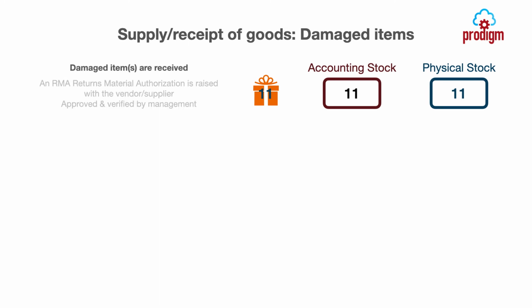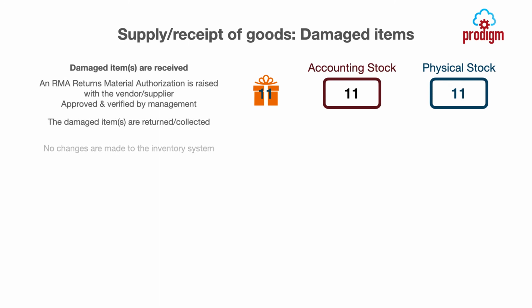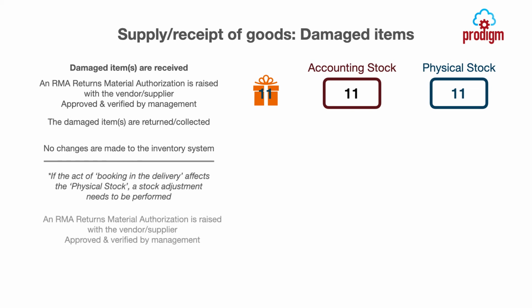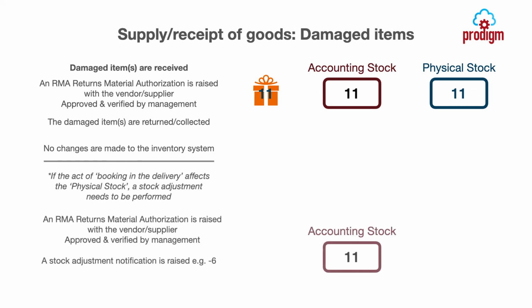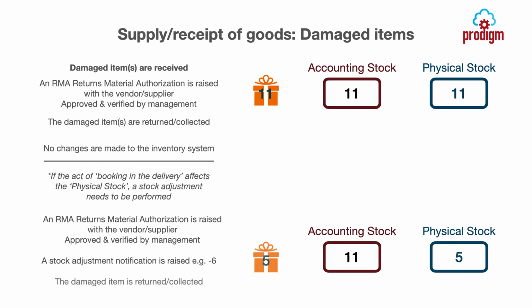If you're in the process of receiving the goods and you find that the product is damaged, there are 2 scenarios. One is that the damaged items can be returned and collected and no changes made to the inventory system if your supplier is going to simply replace those damaged goods. If the act of booking in the delivery affects the physical stock, then you can adjust the physical stock level as well.